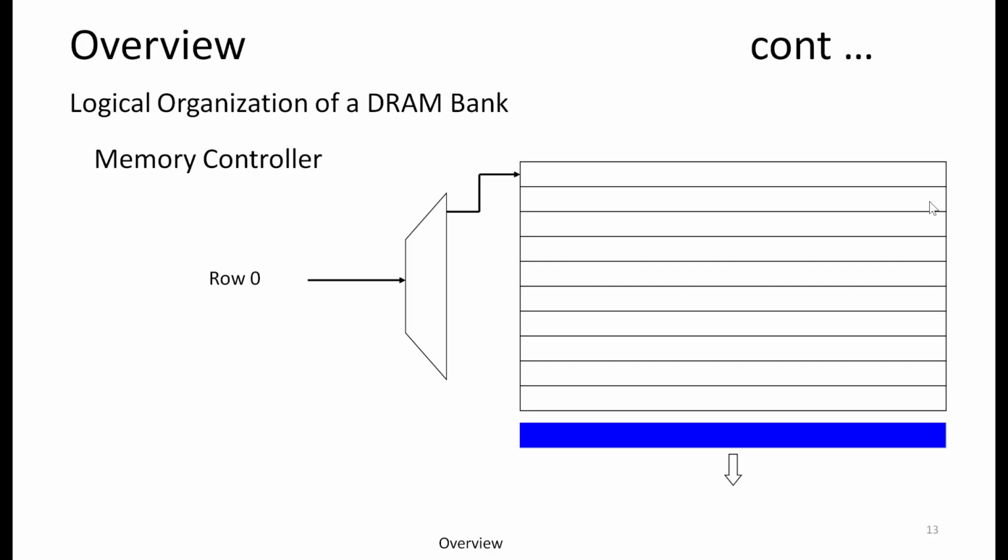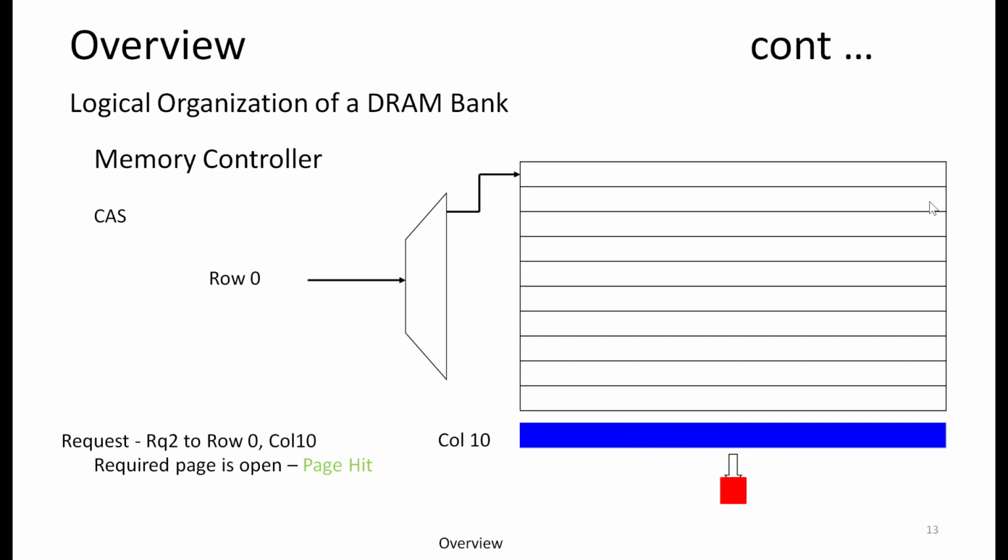Now let's say the memory controller received another request 2, to the same row but maybe to the same column or different column. When the memory controller receives this request and observes the bank, it finds row 0 to be open in the row buffer already. So this is termed as page hit. Because the row is already open, we send a cas command along with the column address. That particular column is read out and sent over the data bus.